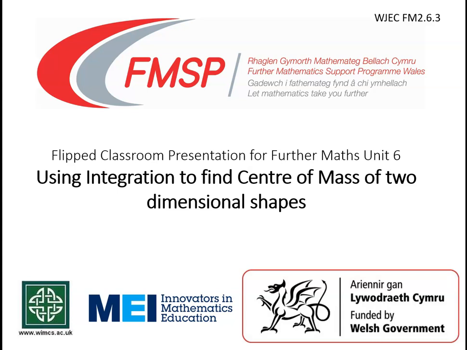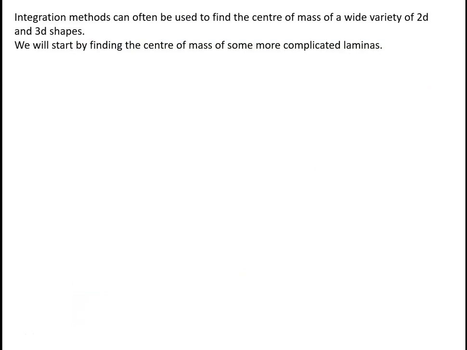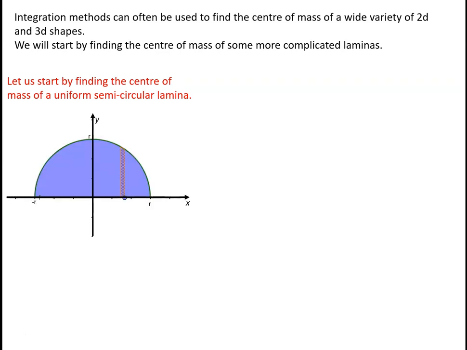In this video we're going to see how integration can be used to find the centre of mass of some laminas. Integration methods are going to be useful in finding the centre of mass of a wide variety of two-dimensional and three-dimensional shapes. To begin with, we're going to use it to find the centre of mass of some more complicated laminas, starting with the centre of mass of a uniform semicircular lamina.